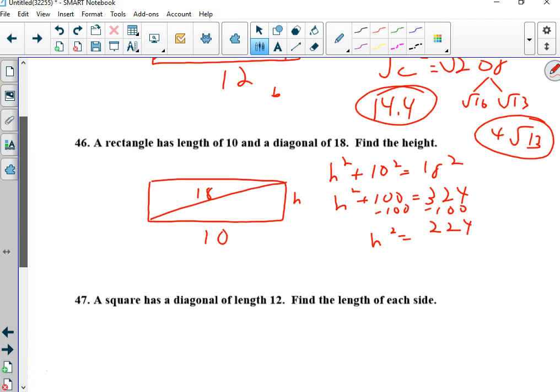If we're going to break this down to find the square root, it'd be 16 again, but this time times 14. So that would be 4 radical 14. If we just took the square root and got a decimal, it would be 14.97.